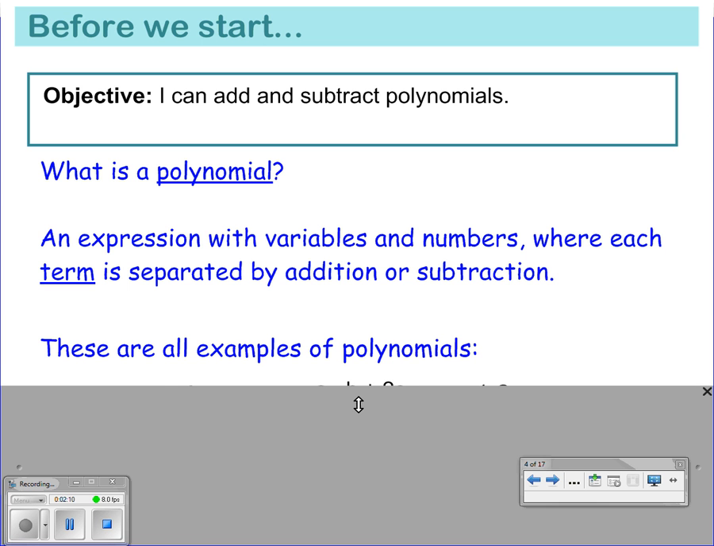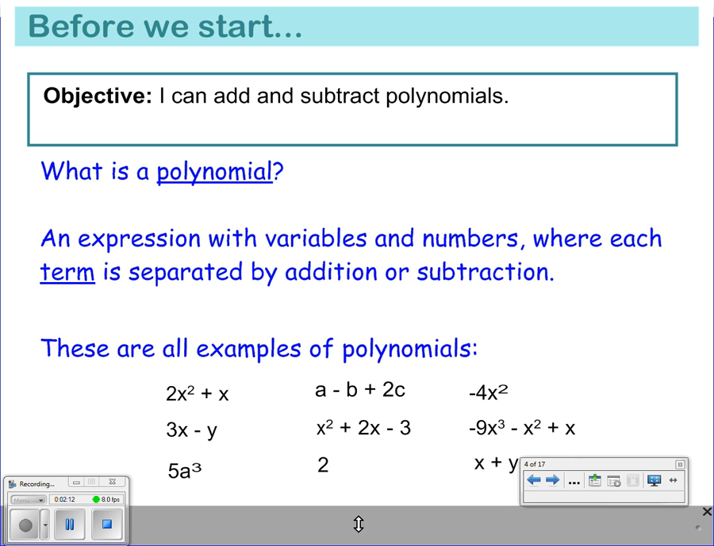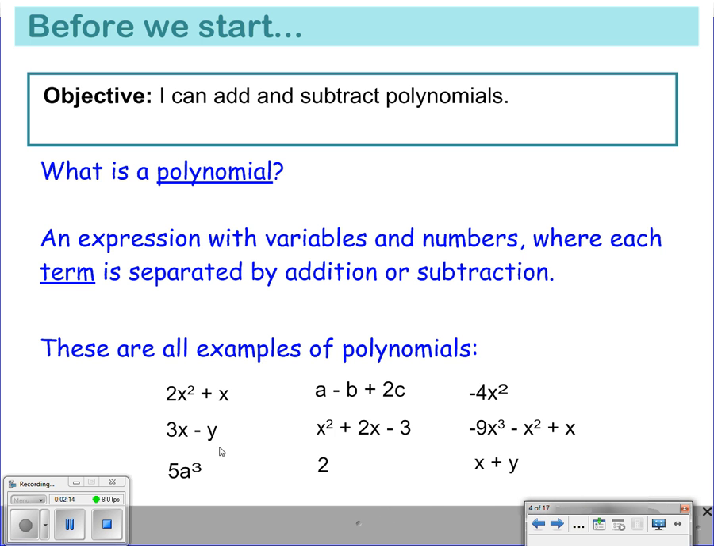These are examples of polynomials. Some of them are. Let's go with the definition. It says an expression with variables and numbers. Notice all of them have variables and numbers. But to be a polynomial, each term is separated by addition or subtraction. So when I look, I see 2 terms. Hey, it has an addition. This is a polynomial. This next one, we have 3 terms. I have subtraction, addition in between them, polynomial.